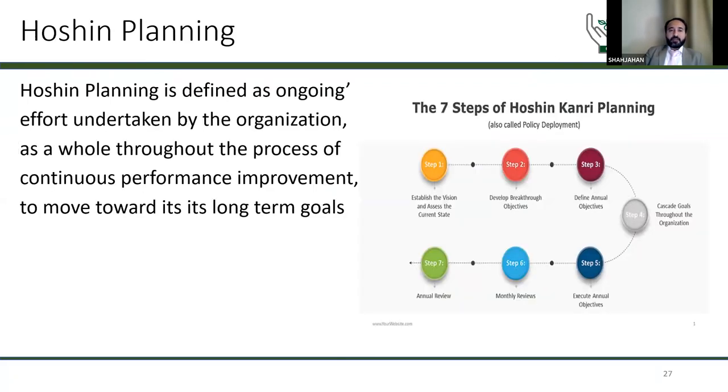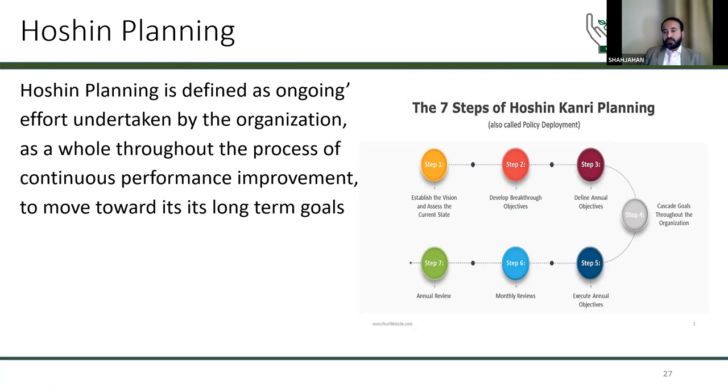Hoshin planning is defined as an ongoing effort undertaken by the organization as a whole, throughout the process of continuous performance improvement, to move towards its long-term goal. As you see in this picture, in Hoshin planning, first of all, they will establish the vision, what they want to do. Then they will develop breakthrough objectives. After that, they will define annual objectives, what they want to do annually.